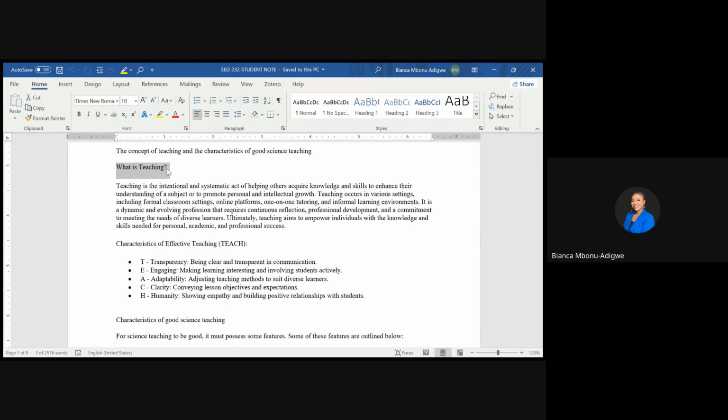Teaching means transferring knowledge, but it has to be intentional. You must mean to transfer knowledge. So it is not about just transferring knowledge. It doesn't occur by Bluetooth. You have to be intentional.